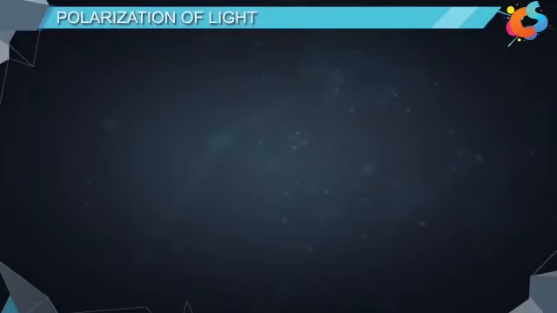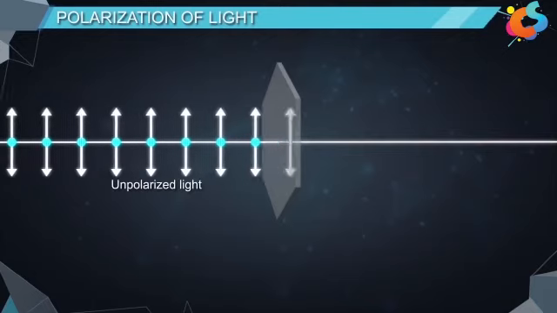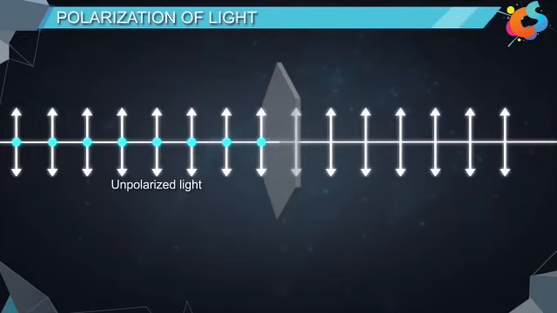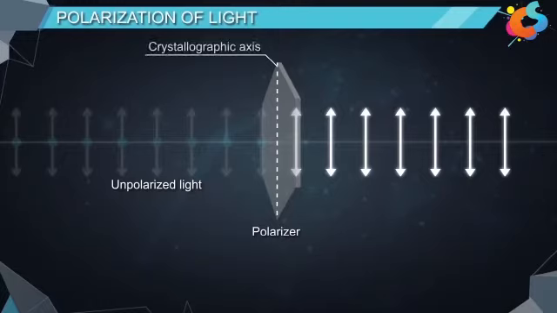Polarization of light. When an unpolarized light is allowed to pass through a Polaroid, let's call it a polarizer, out of all the vibrations of light, only those vibrations pass through the crystal which have vibrations parallel to the crystallographic axis. Here, the crystallographic axis is represented by the dotted line. Now, the emerging light is a plane polarized light. It contains vibrations in only one plane.